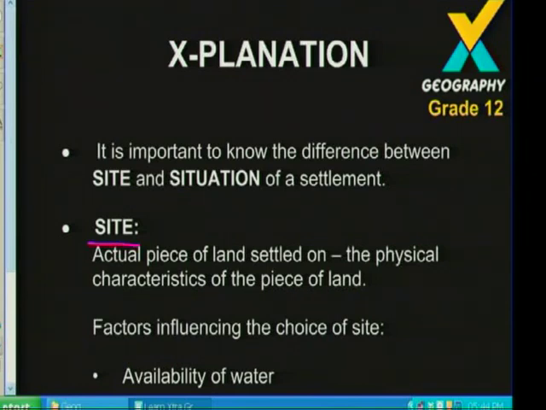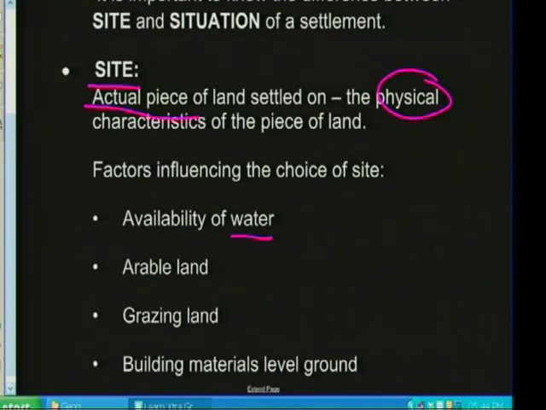It is important to know the difference between site and situation of a settlement. When we refer to the site of a settlement, we are referring to the actual piece of land settled on, the physical characteristics of that piece of land. Physical characteristics deals with relief, for example, how flat or steep that land is. When we're looking at factors influencing the site, remember these are physical factors, so therefore they'll deal with the natural processes around that settlement.